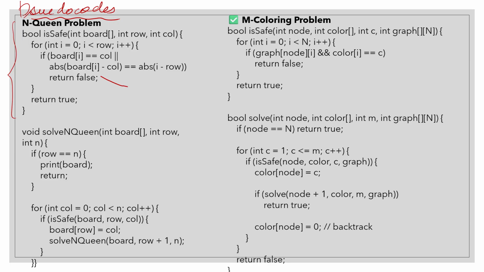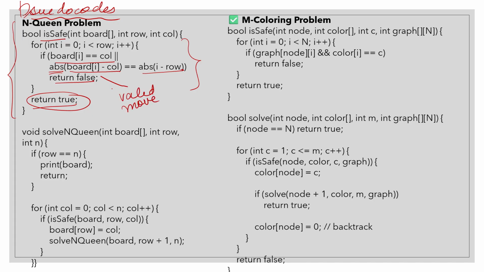N queen problem is a safe function. We check the board. Use the ABS absolute function. If board of i equals your column, or the subtraction of column and i minus row is equal, you return false, otherwise true. Basically, this is checking a valid move.